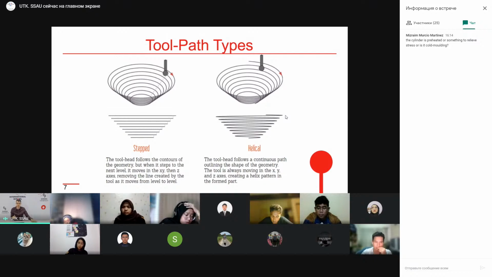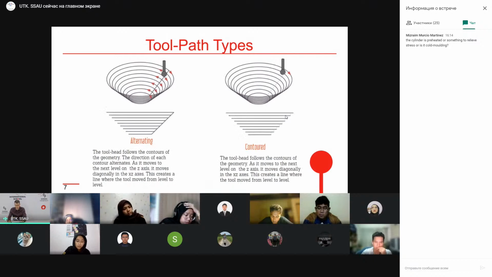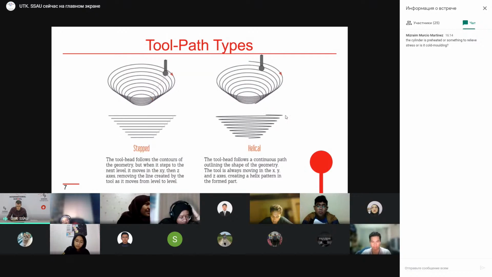What is the difference between the stepped movement and the previous one, contoured movement? If we are using contoured movement, on the formed part you will see a line. This movement creates a line where the tool moved from one level to another. So it will be a cone, for example, with a line. It's not so good if we need a high quality of the surface. This line is visible. And if we use stepped movement, the part will be the same, but there will not be a line on the surface of the part.